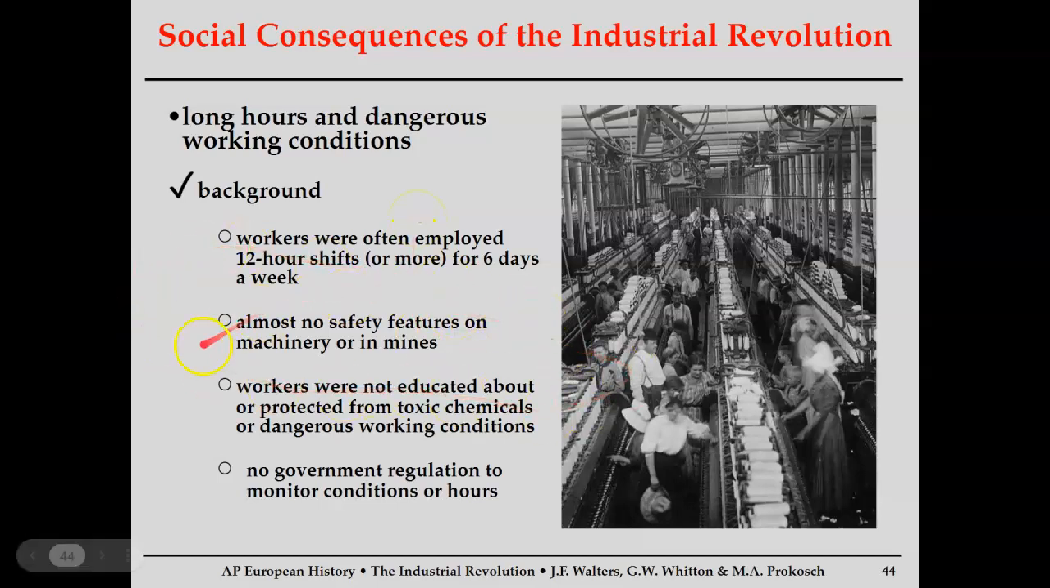Initially, there are no safety features on those machines. Go back to that previous photo. There is nothing to prevent that machine from accidentally turning on and taking off someone's hand with it. Mines are unregulated. People are inhaling those noxious chemicals.